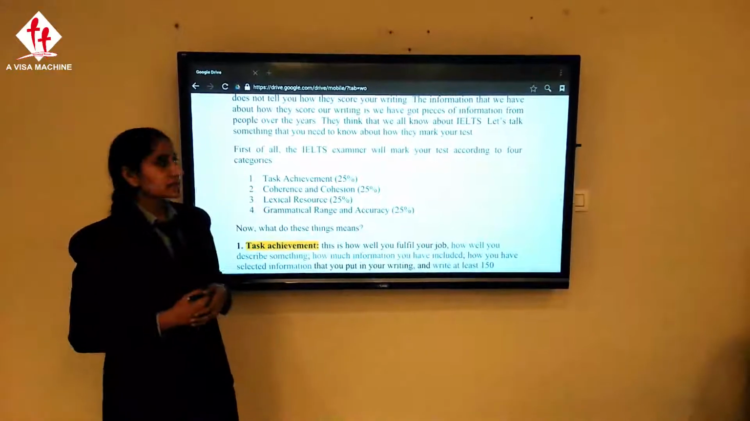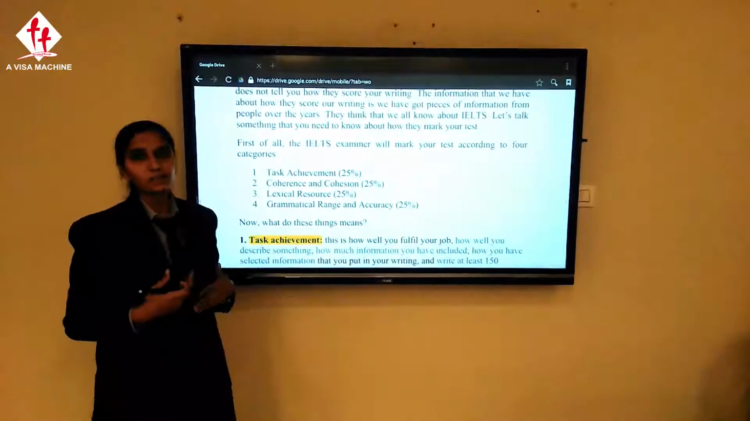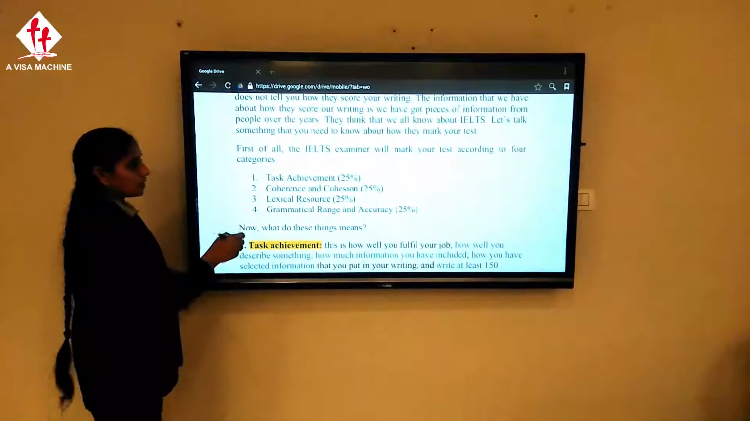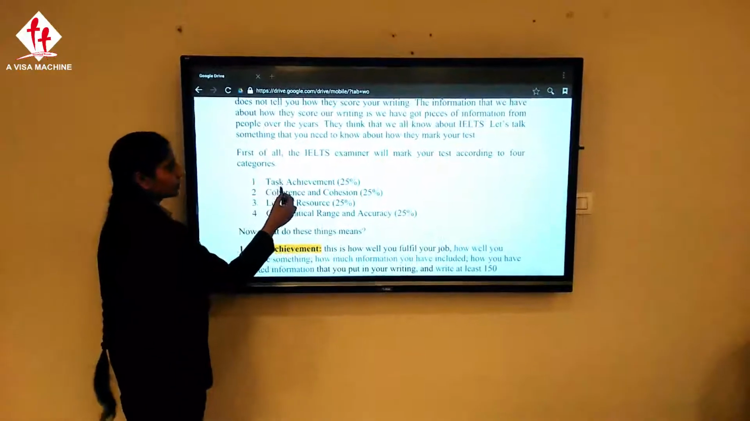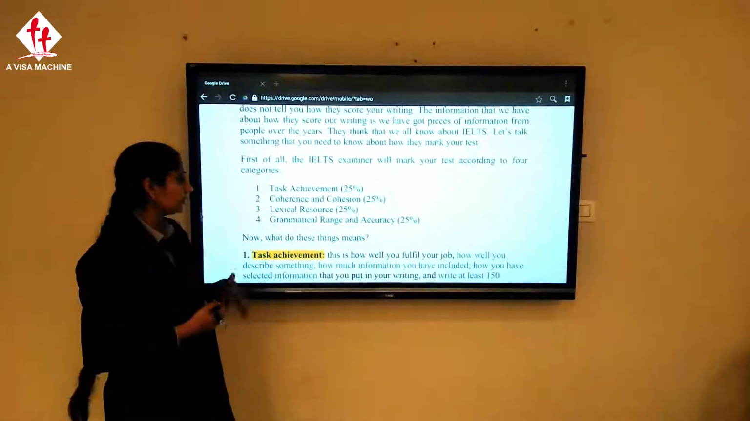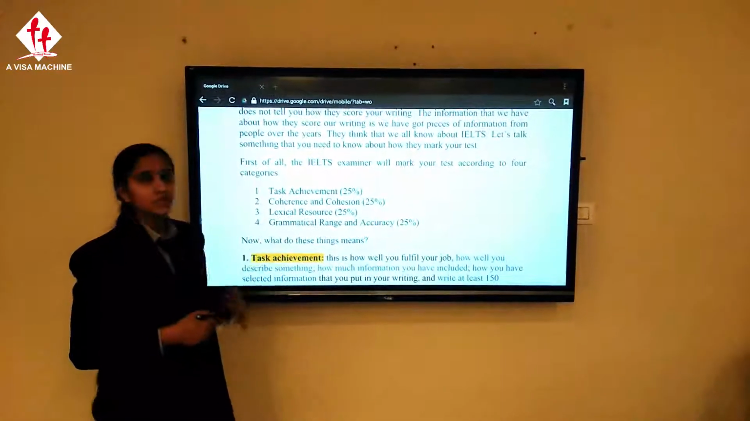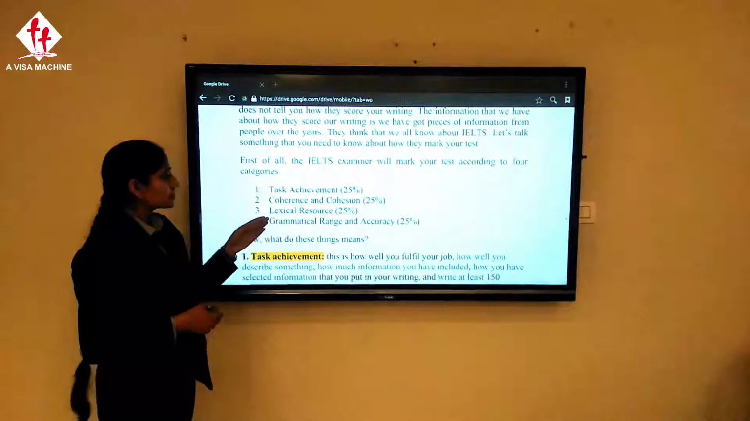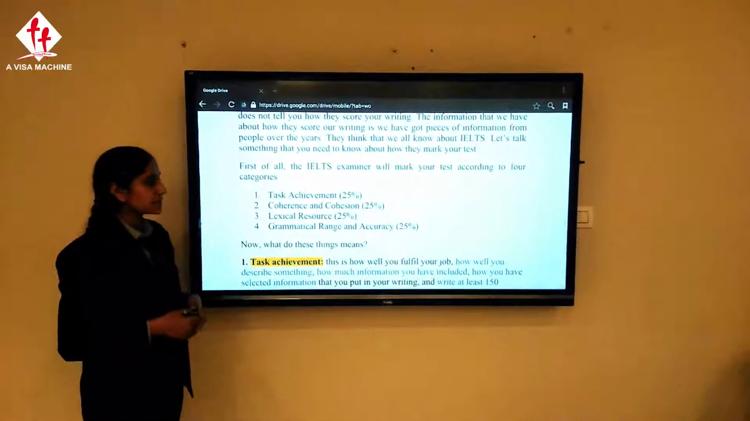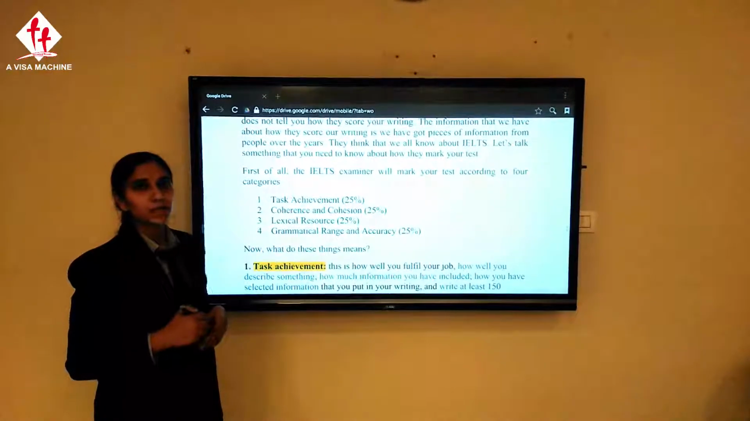And I will also discuss how our writing score is marked. Firstly, we have to do task achievement, which is 25% of our writing. The second one is coherence and cohesion, which is another 25% of the marks. Lexical resource has a similar percentage. Again, grammatical range and accuracy also includes 25%.